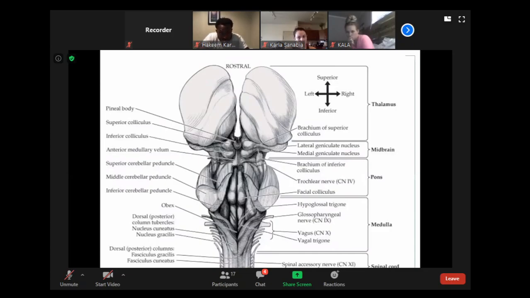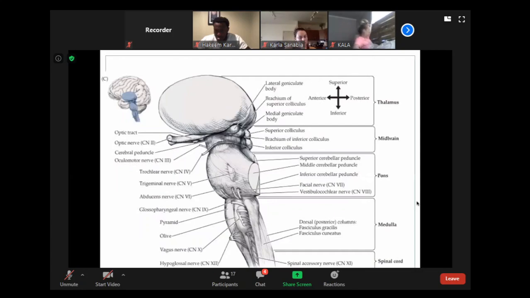So again, the posterior view, becoming aware of where some of these nuclei are. This is where the superior and inferior colliculi are going to connect to the cerebellum. We have the thalamus up in here in the diencephalon, the lateral and medial geniculate nuclei. You can still see some of the cranial nerves from the posterior side, but the primary stuff is anterior. Again, the lateral view, just look over this.